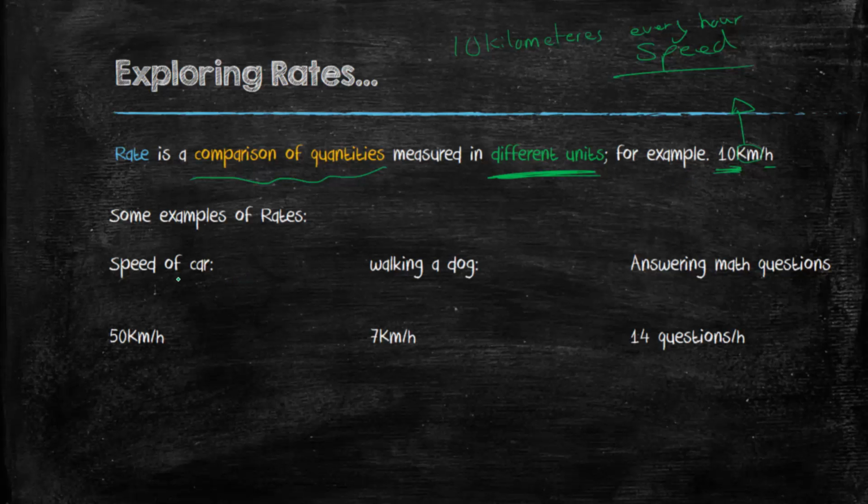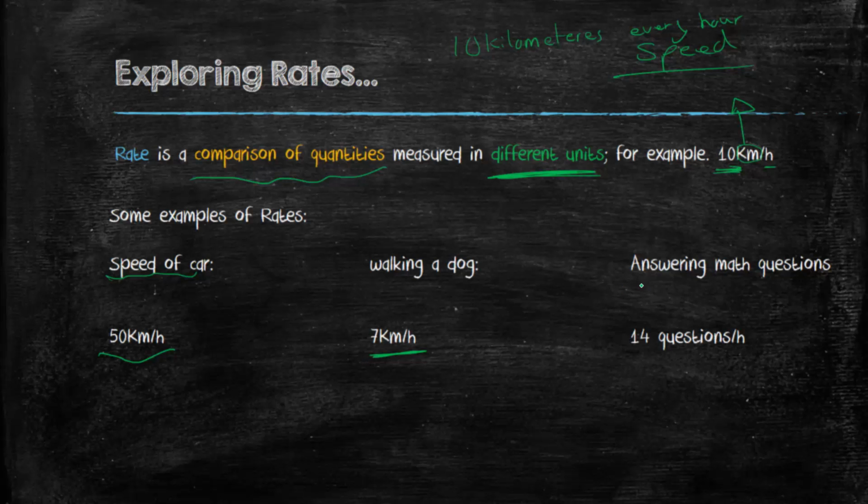So some examples here. Speed of a car. If a car is going on a regular street, it usually goes around 50 kilometers an hour, assuming that there is no traffic. Walking a dog. So let's say you take your dog for a walk. Human beings at a leisure pace go about 7 kilometers an hour. So if you walk regularly for an hour, you've probably walked about 7 kilometers.